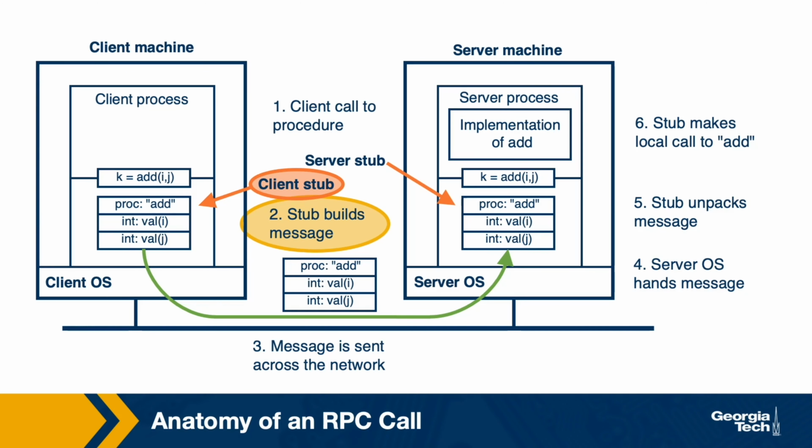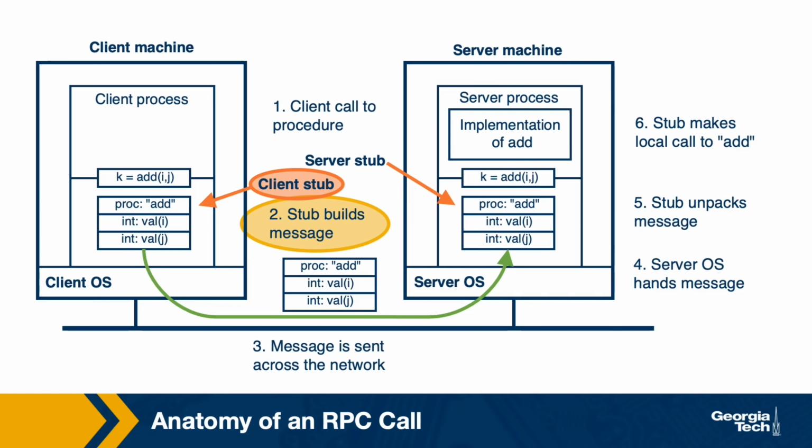The responsibility of the client stub is to create a buffer and populate that buffer with appropriate information. In this case, that's a descriptor of the function that the client wants the server to execute, add, as well as its arguments, the integers i and j here. The stub is code that is automatically generated via the tools that are part of the RPC package. The programmer doesn't write this code.